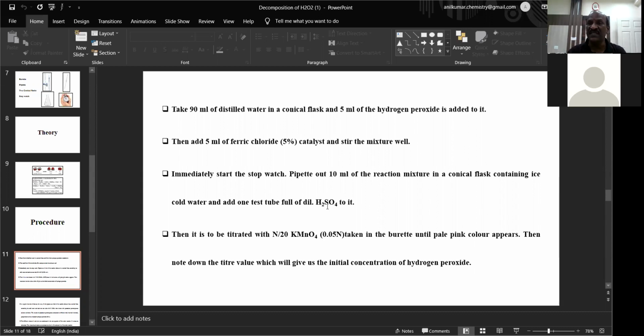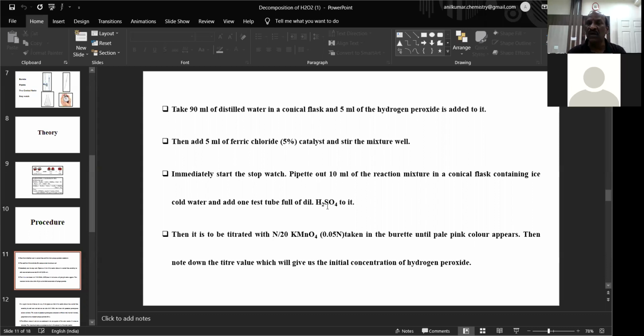You have to get it ready. First we have to fill the burette and clamp it to the burette stand. Then we have to take the 250 ml conical flask. In that we have to take ice cold water and 1 test tube of H2SO4, sulfuric acid. And then you have to prepare the reaction mixture.